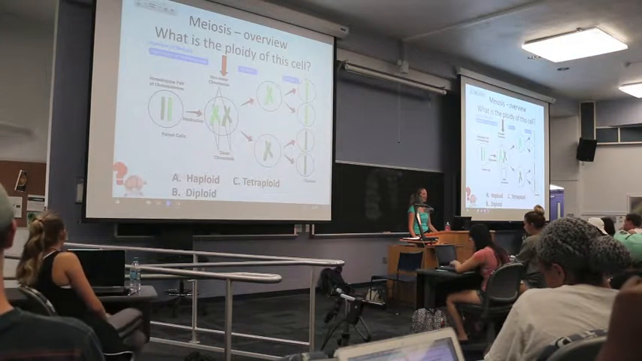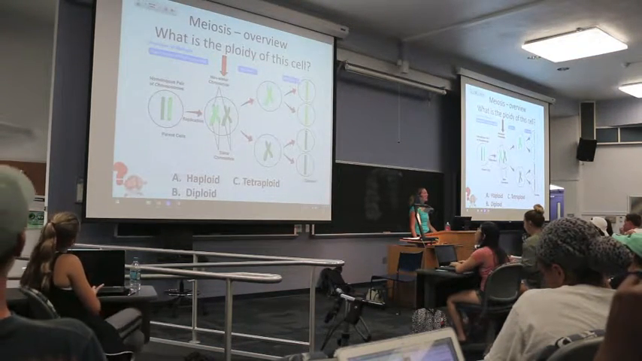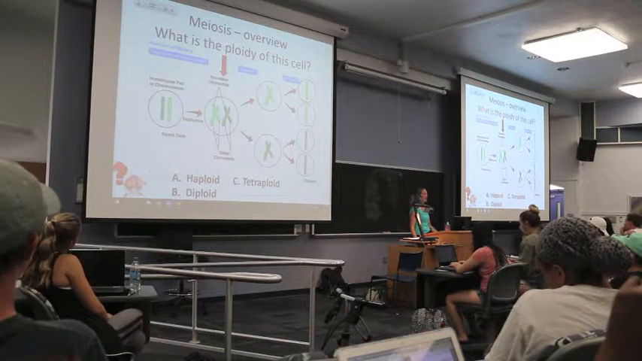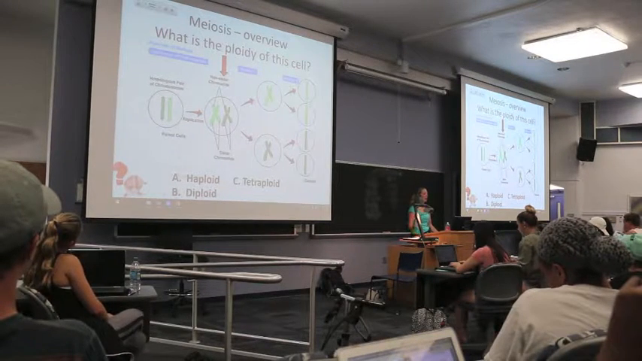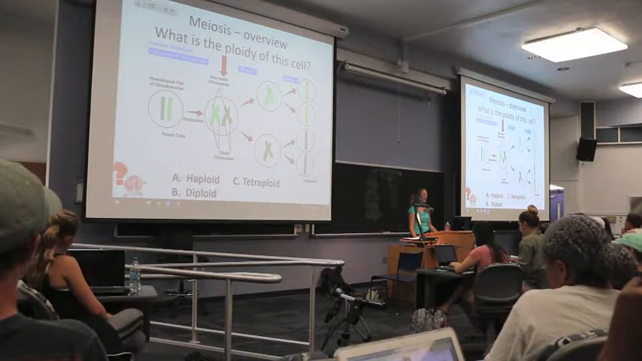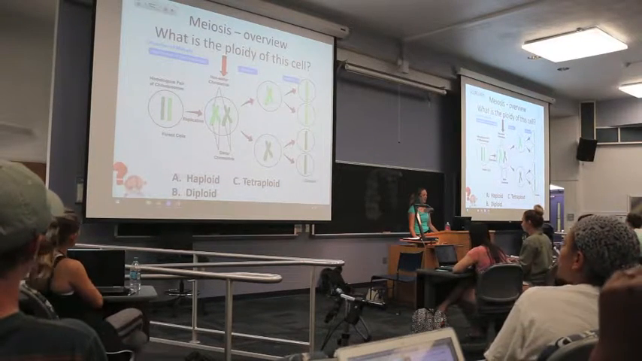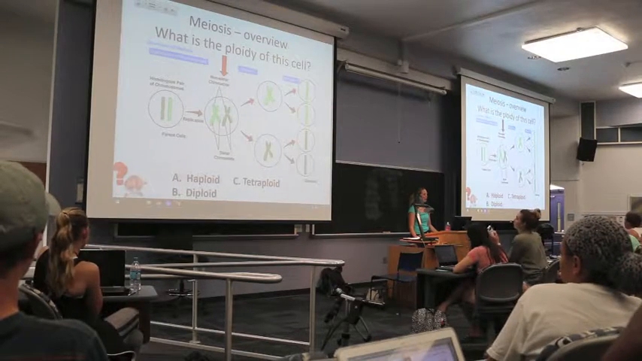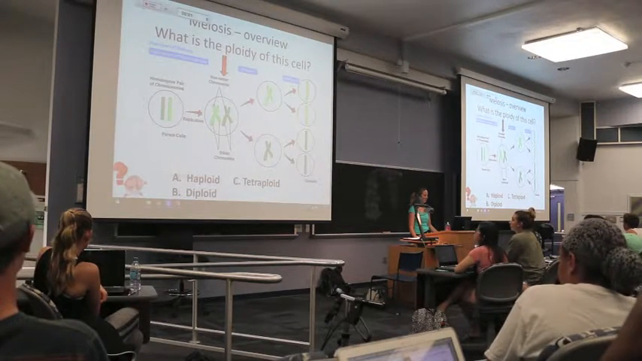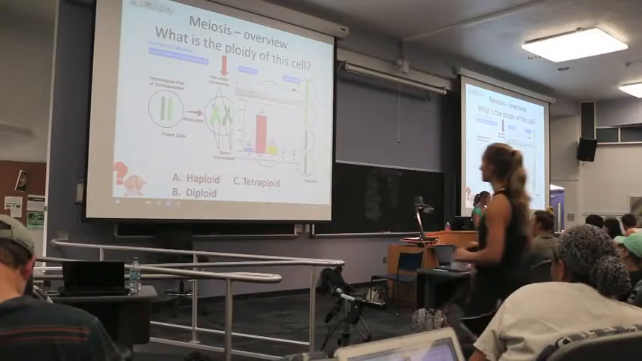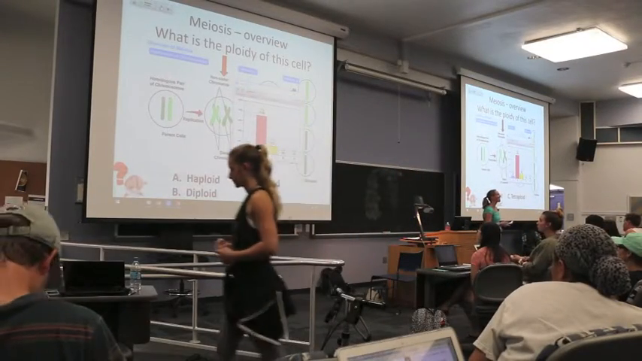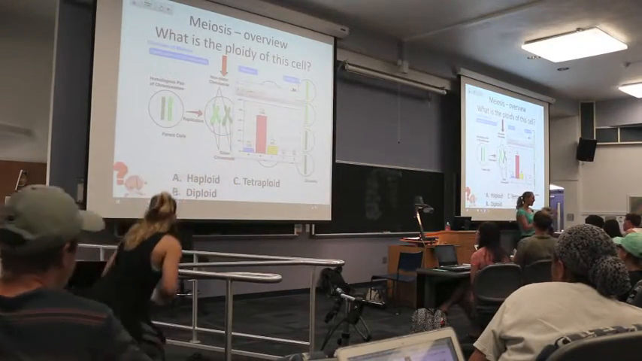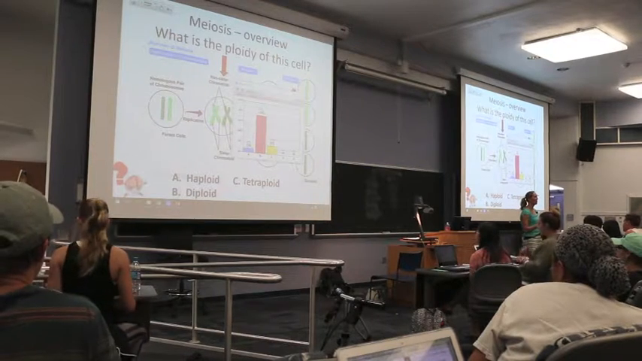So let's look at this question. You guys have done the reading and all about meiosis and done some homework assignments about it. So let's look at this cell here, and let's figure out, based on this image, if we think it's haploid, diploid, or tetraploid. Excellent. So the majority of you think that this is diploid. Why did you guys pick diploid?